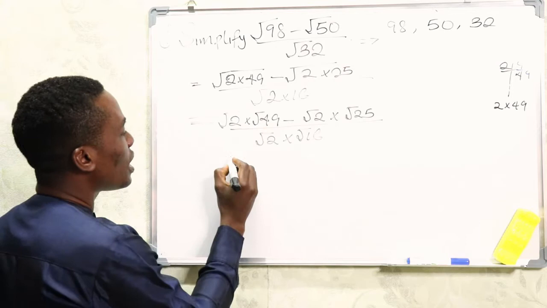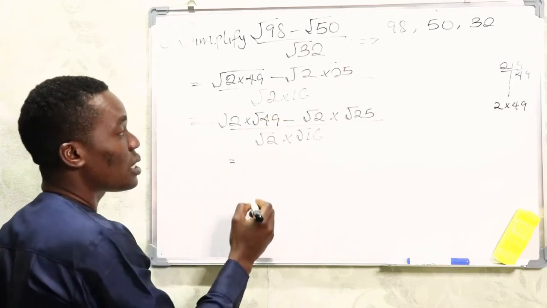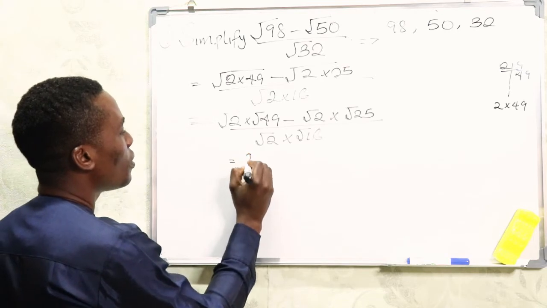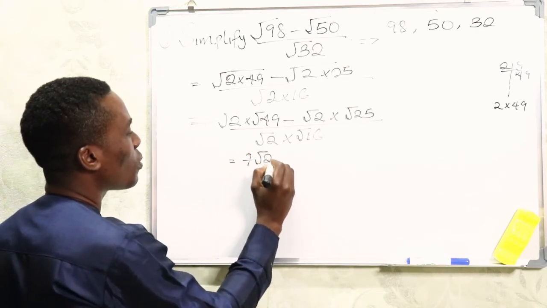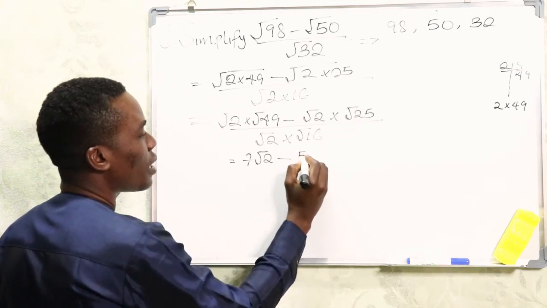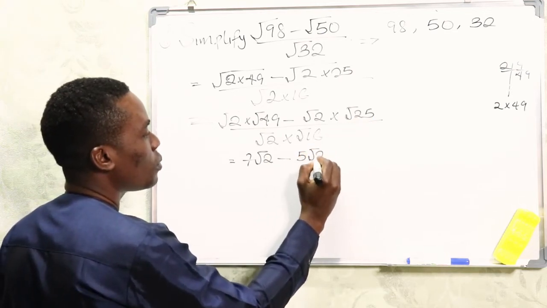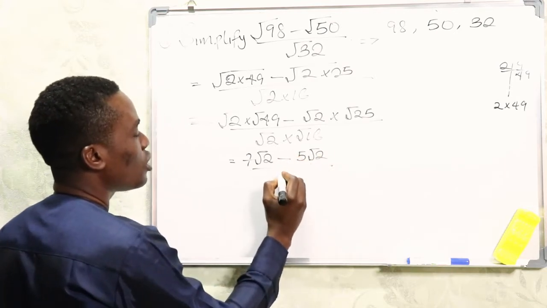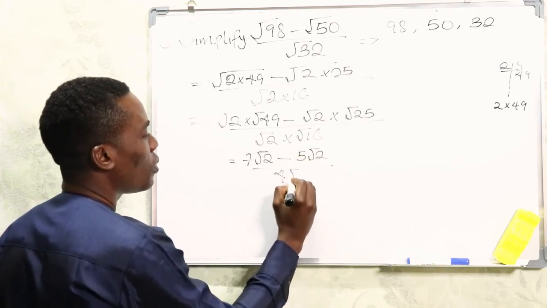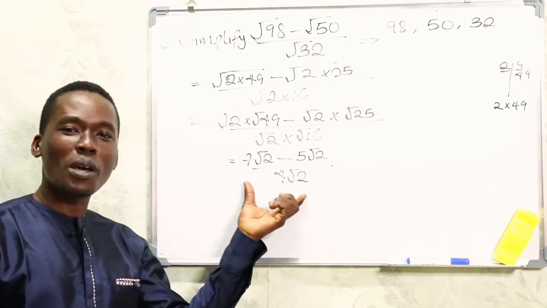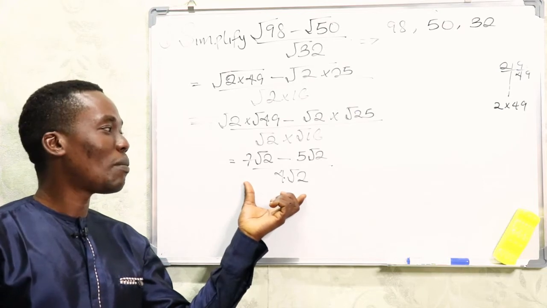Now, the square root of 49 is going to give us 7, right? So that will give you 7 root 2, minus the square root of 25, which is 5. That will be 5 root 2, right? Divided by the square root of 16, which is 4. So that will give you 4 root 2. Now, do you notice that we are breaking it into smaller parts?